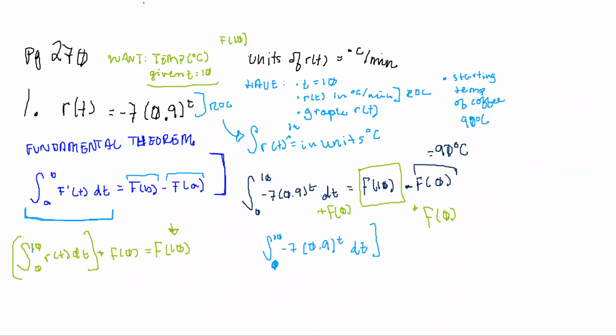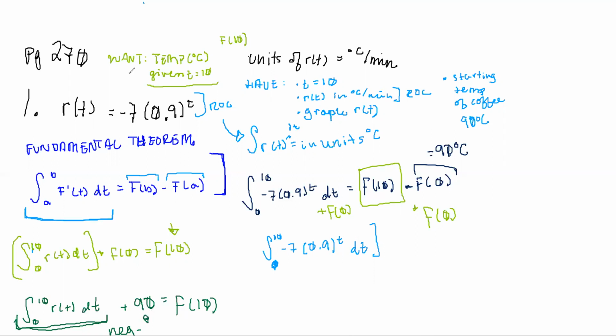Okay, some things to notice. This is going to be 90 degrees. So this is going to be the integral from 0 to 10 of r of t dt plus 90 is equal to f of 10. We expect f of 10 to be what? Higher in temperature or lower in temperature? Lower. That's exactly right. What does that say about this integral? This integral is going to be negative, exactly, because we're adding 90 to it.